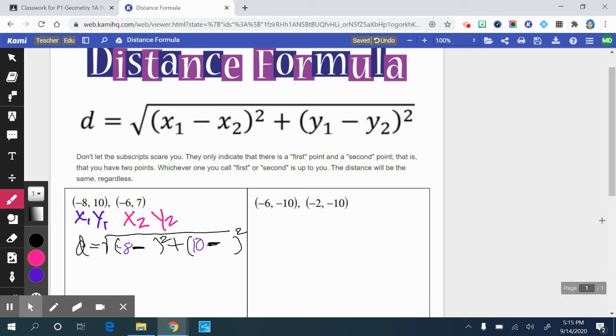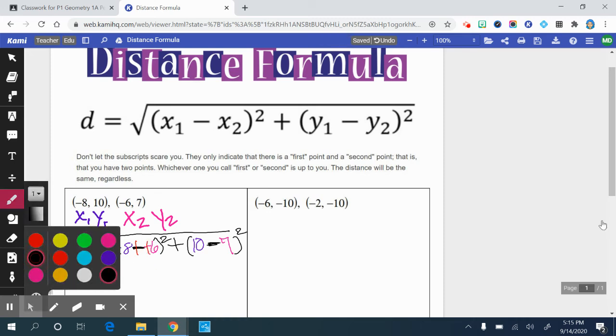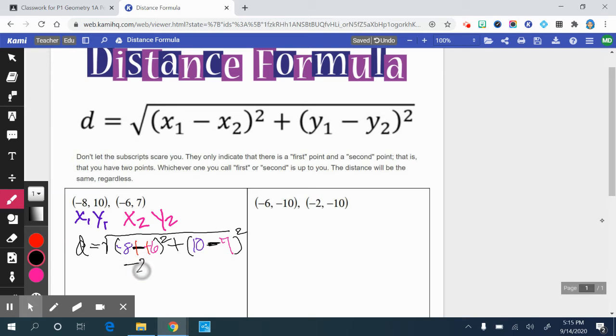x2 is -6. See, I might forget about putting a minus sign there if I have a negative there. So it's good that you put the subtraction sign in first. And then 7 is my y2. Now, when you have a minus sign and a negative symbol next to each other, you actually end up adding the opposite, or drop a line, change the sign. And then I can simplify this a little bit. -8 plus 6 is actually -2. And then 10 minus 7 is 3.